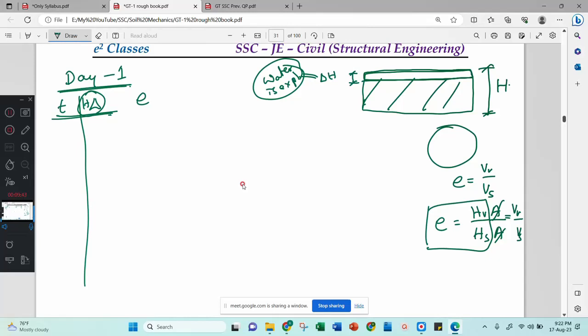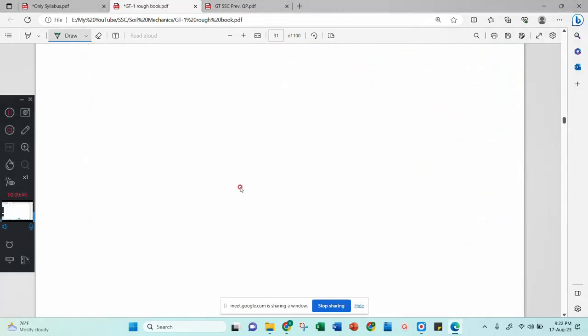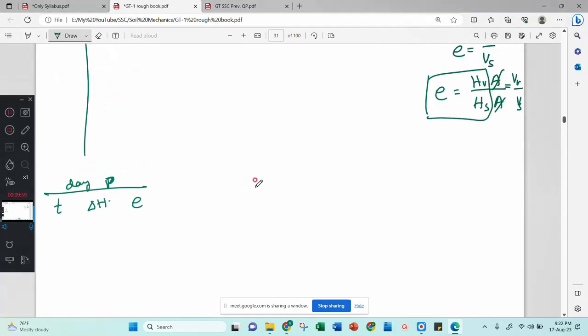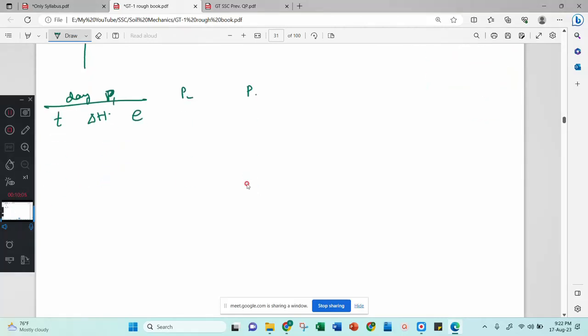Now I have one table here. Time is there, delta H is there, void ratio is there. This is for a particular day. Per day means one particular load P. Then I have many days. Many days means P1, P2, P3, like that. So for many days I will get e1, e2, e3, many void ratios.